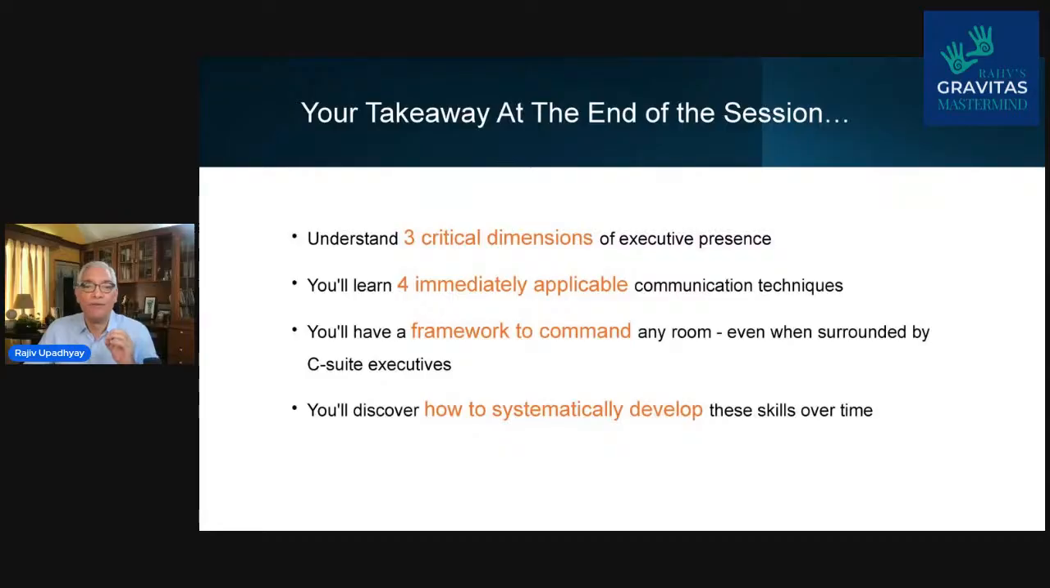And those are the four implementable tools that I'm going to share with you. So you will also have a framework based on these two pieces. You will get a framework that will help you to command any room anywhere, right?